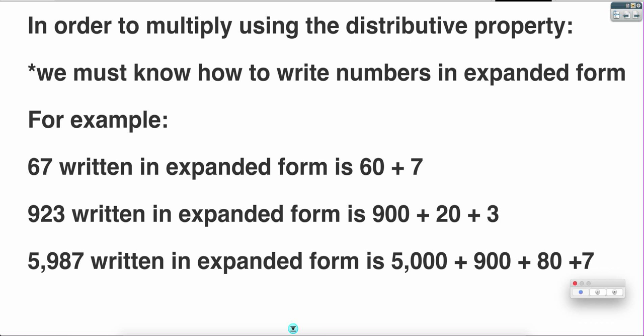So, in order to be successful at multiplying using the distributive property, we have to know how to take a number and write it in expanded form. Expanded form is taking every digit and writing its value, what it's worth, and we are separating those values with addition symbols. So we're taking a number and stretching it out into all its separate values.